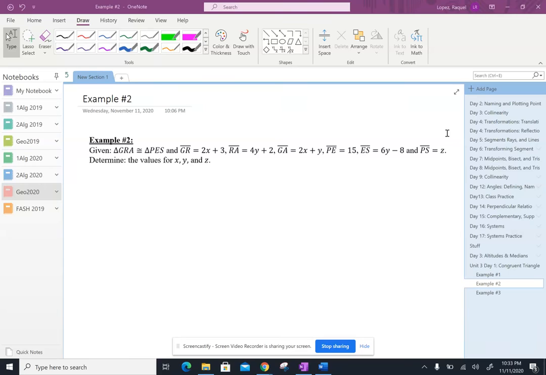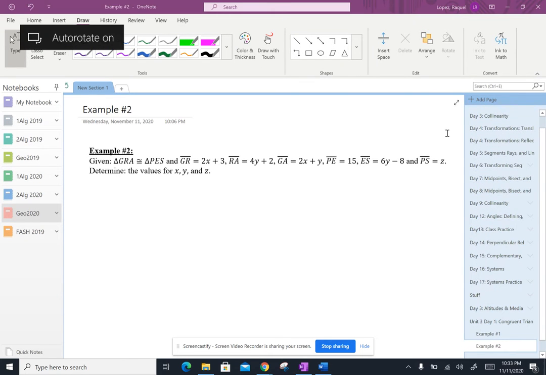Welcome back, geometry. We are still working with congruent triangles, and in this example, we will be looking at a problem that does not already have a diagram drawn out for us. Given triangle GRA is congruent to triangle PES, and then they tell us the measure of GR, RA, GA, PE, ES, and PS, they want us to find the values of X, Y, and Z.